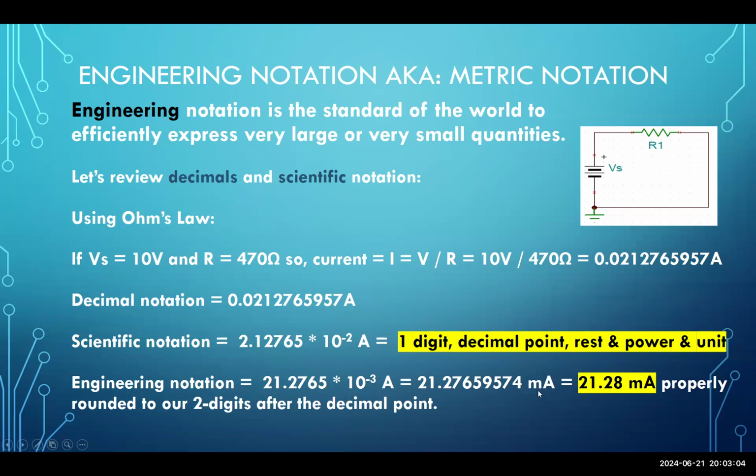And how do we get that? I'll show you in the next slide, because it's a very, very important table for you to learn. And we would write the answer as 21.28 milliamps, properly rounded to 2 digits after the decimal point. How do we get here? Let me show you how.